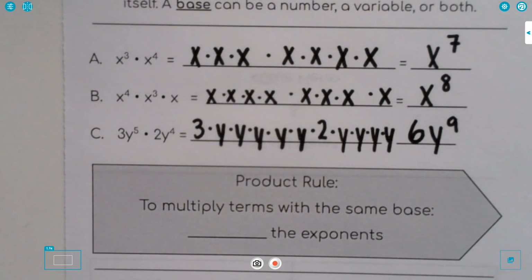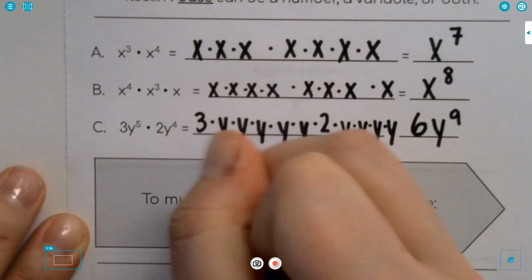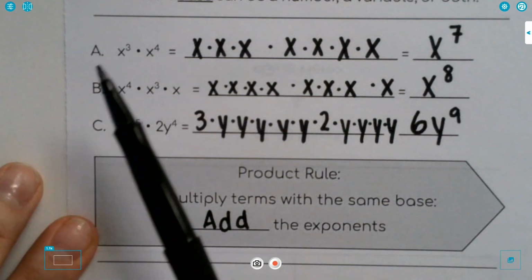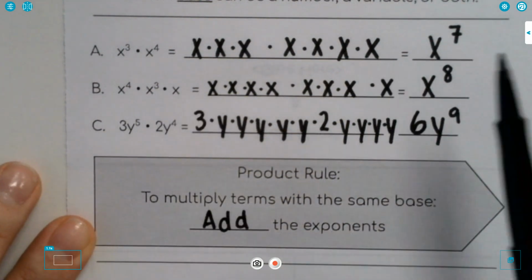Okay, what can you guys do with those exponents? Add them. So to multiply terms that have the same base, we can simply add the exponents. So I want to go back and show you that that worked. 3 plus 4 is 7.